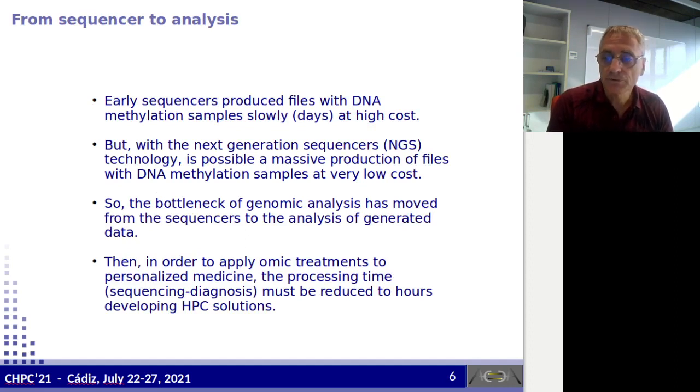Initially, the most important limitation was obtaining the sequenced files. It was really expensive in time and money. Next generation sequencing technology enables mass production at low cost. So, the genomic analysis efficiency depends on software tools with HPC solutions. Then, we will review the different tools proposed for the different steps and aspects of the DNA methylation analysis, focusing on the methods they use for offering an efficient analysis to biomedical researchers and the use of the underlying computer architecture that each one is able to exploit.